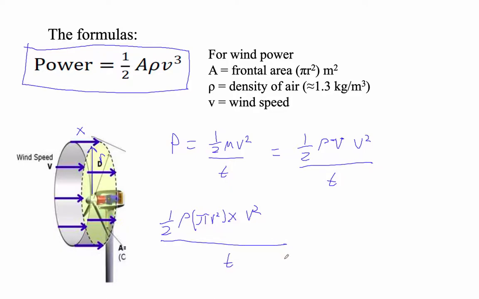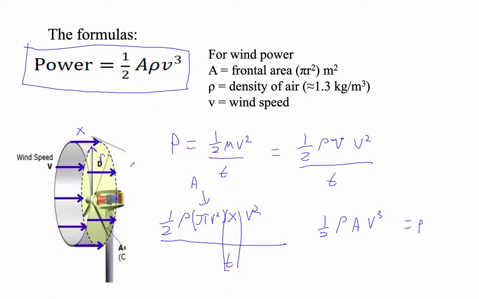If you look at this, this is just the area. If we simplify, notice that x divided by t is just another factor of v. So we end up with 1/2 rho, the area, which is pi r squared, times v to the third. And that's the power available.